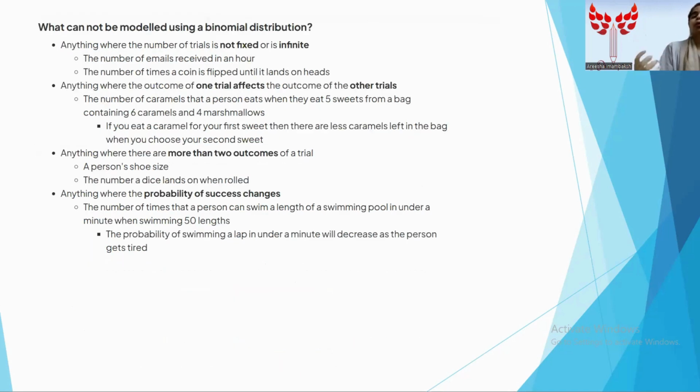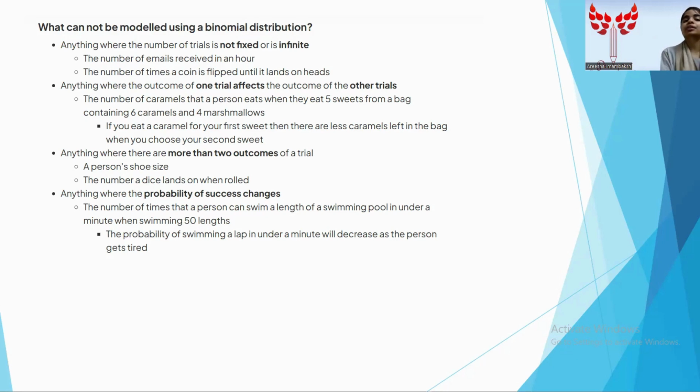Now, what cannot be modeled using a binomial distribution? When the number of trials is not fixed, for instance, the number of emails being received in an hour, they can be as many. That is the Poisson distribution, which we will discuss later in some other video. Number of times a coin is flipped until it lands on heads. Until you get a successful outcome, you simply keep doing it. Again, not fixed. Anything where the outcomes are not independent. They're dependent on each other. One trial is affecting the other trial.